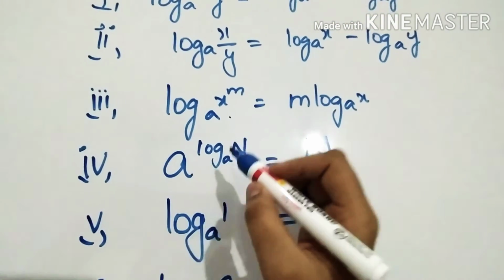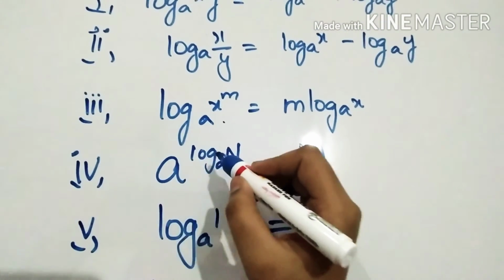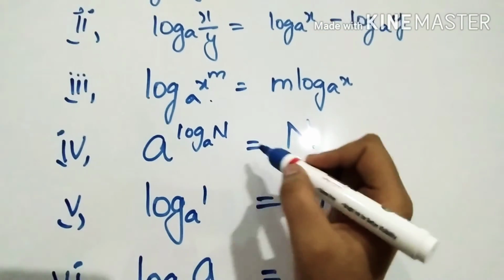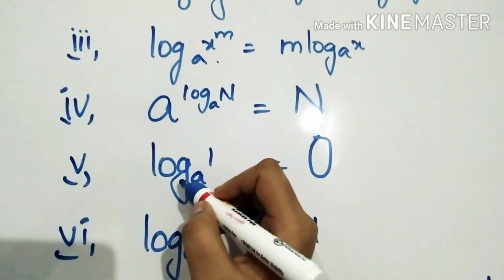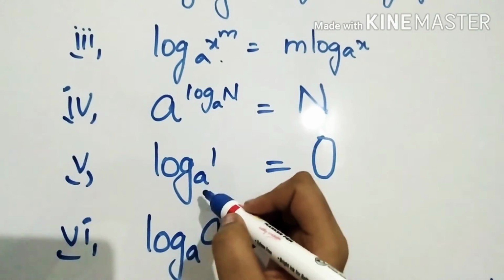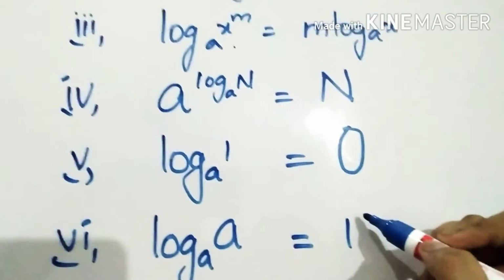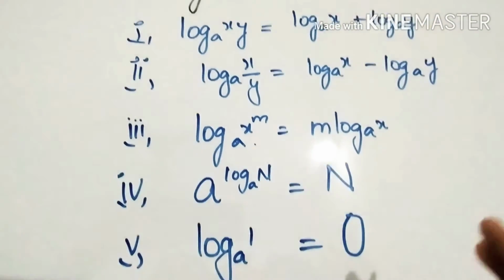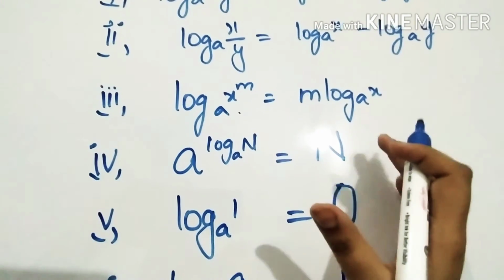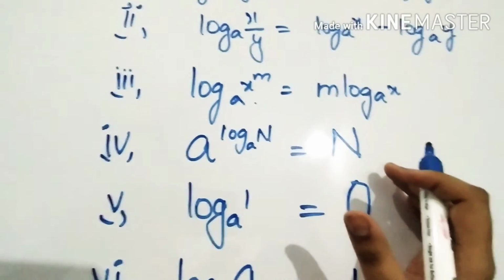Also, a to the power of log n to the base a is equal to n. Log 1 to the base a is equal to 0. Log a to the base a is equal to 1. So these are the basic expressions that we got from exponents.